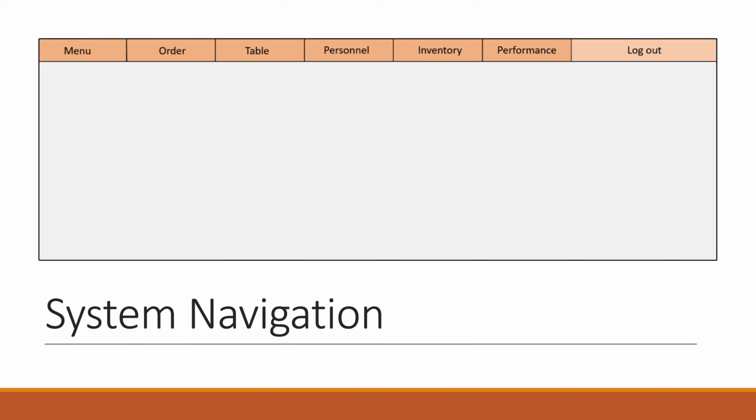In order to navigate the system, we have a bar on the top of the screen that will be present across all the screens. It consists of 7 tabs, being the menu, order, table, personnel, inventory, performance, and logout buttons. You can press them and it will take you to the respective screen. If a non-manager is using the software, then they will not be able to access the manager-specific screens, such as the performance and personnel screen. And if a manager is using it, then they can access everything.